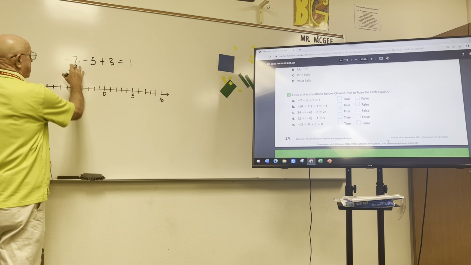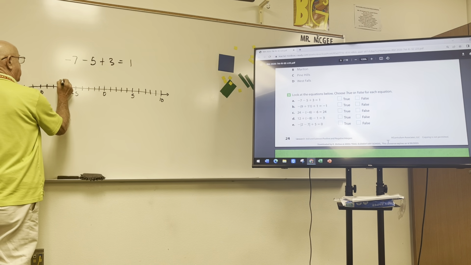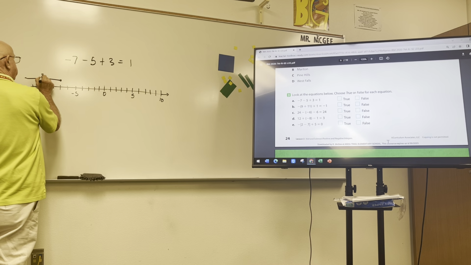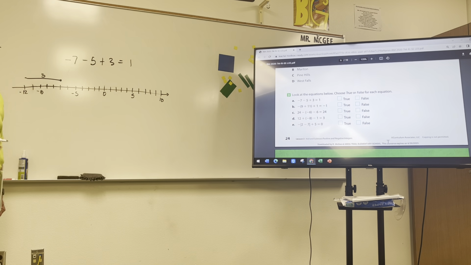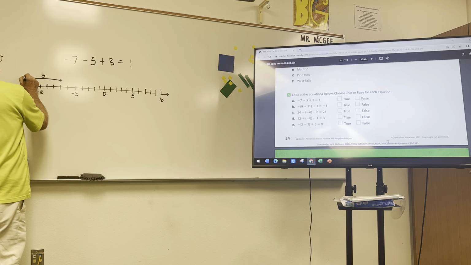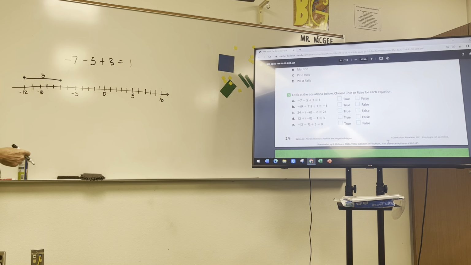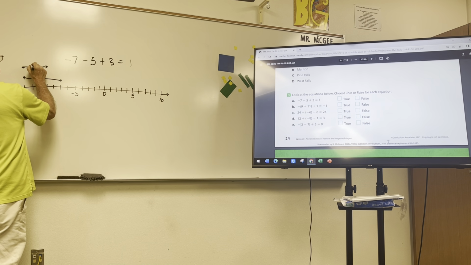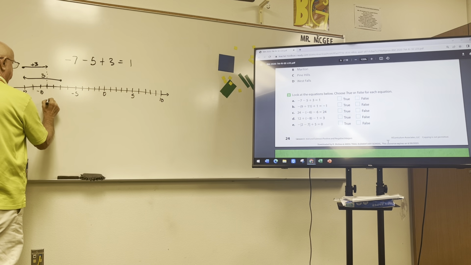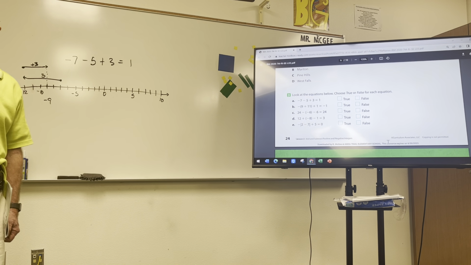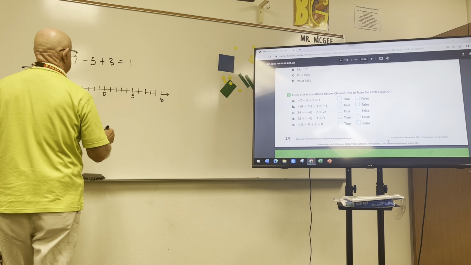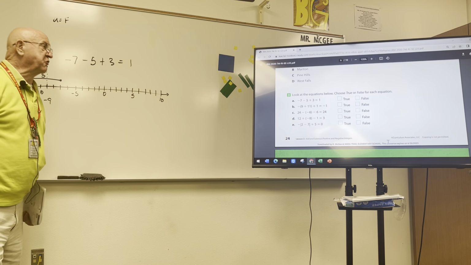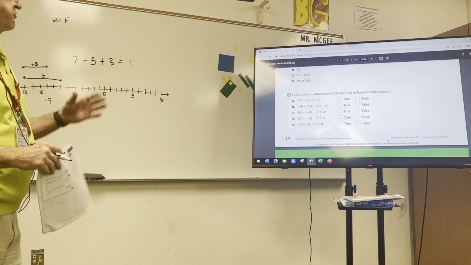All right, if I start at this number here, that's at negative 7, and I subtract 5 positive, I'm going in this direction, right, and this is 5. I'm subtracting a positive 5. I end up right here at negative 12, and I go plus 3 from there. That's this direction, and right there is negative 9. So is that equal to negative 1? The answer would be false. So A is false. All right?